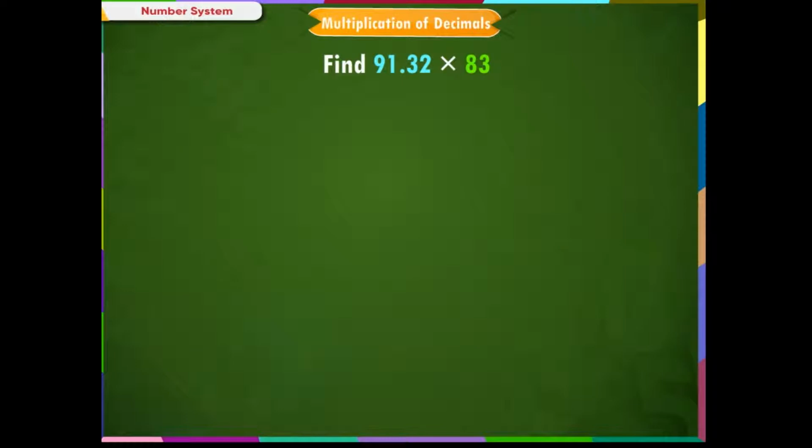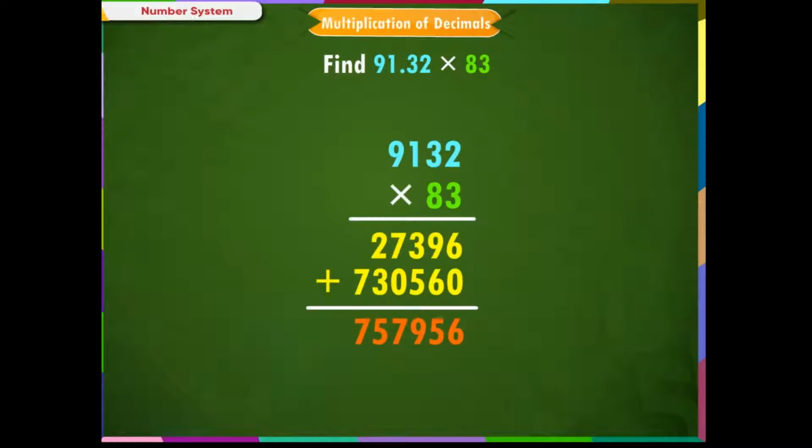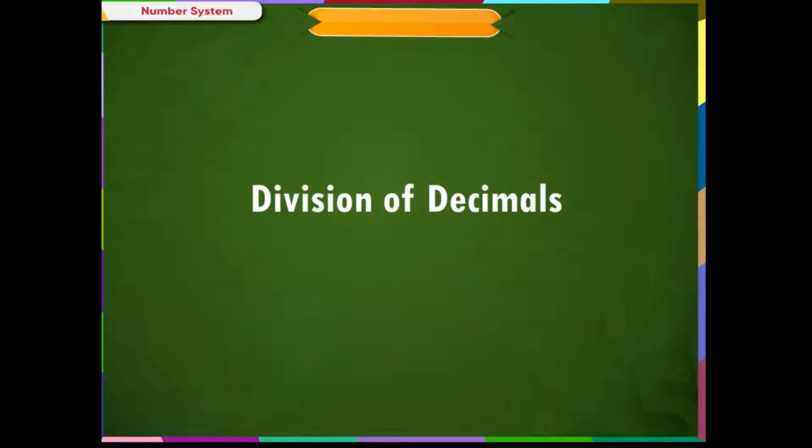Example 1. Find 91.32 into 83. First, we will perform the multiplication ignoring the decimal point. Here, the multiplicand contains 2 decimal places. So, the product must contain 2 decimal places. Thus, 91.32 into 83 is equal to 7579.56.